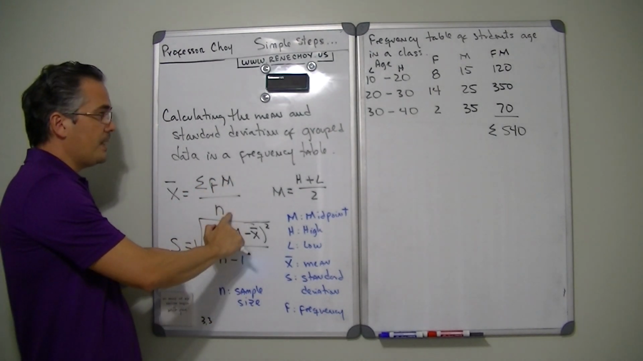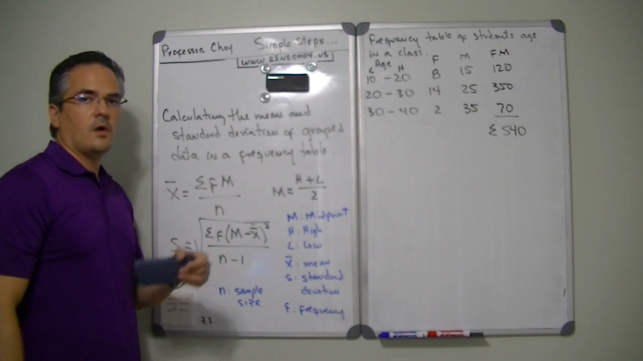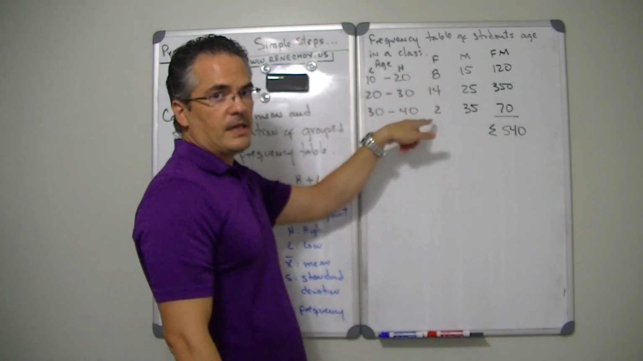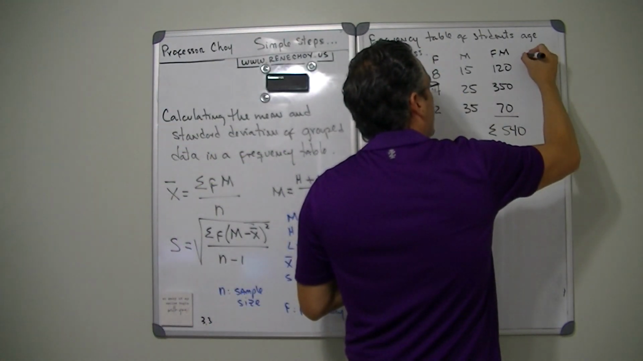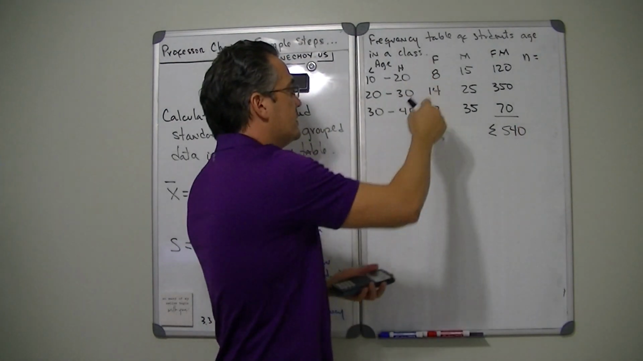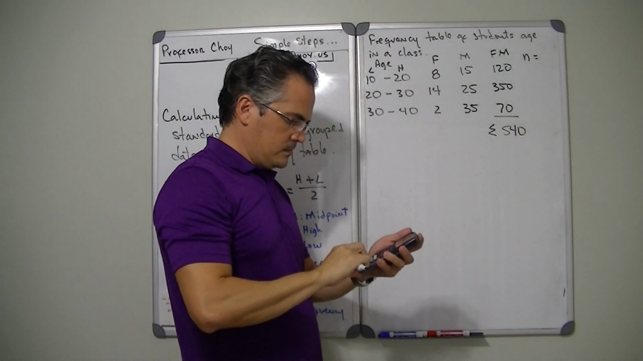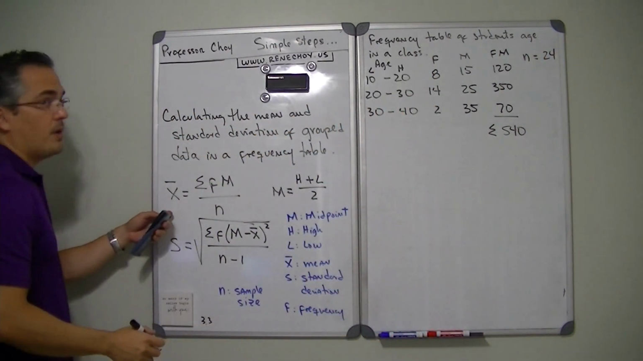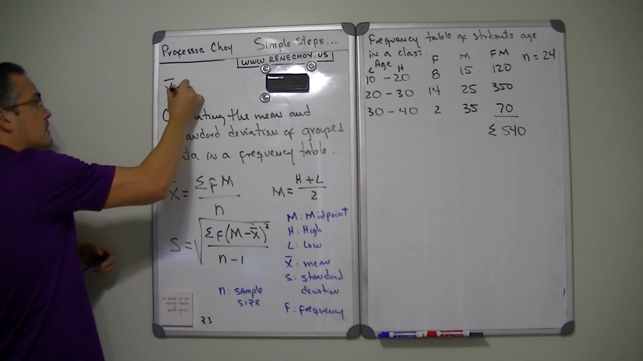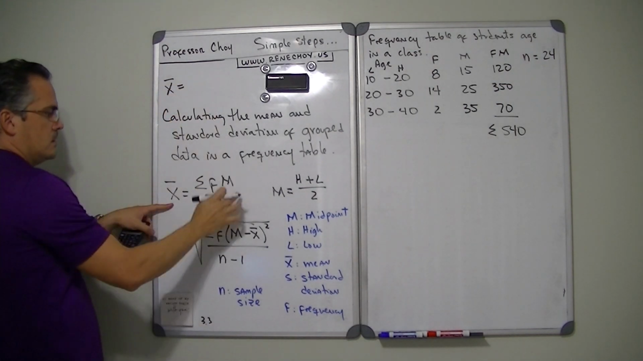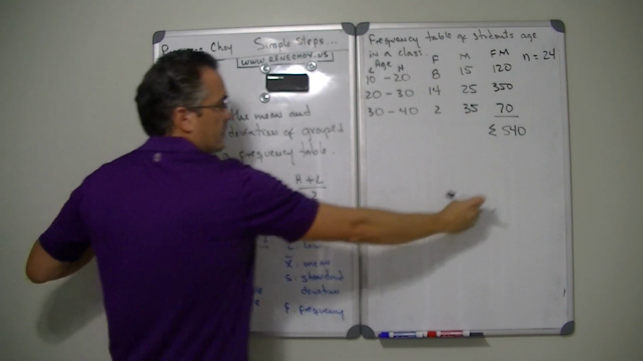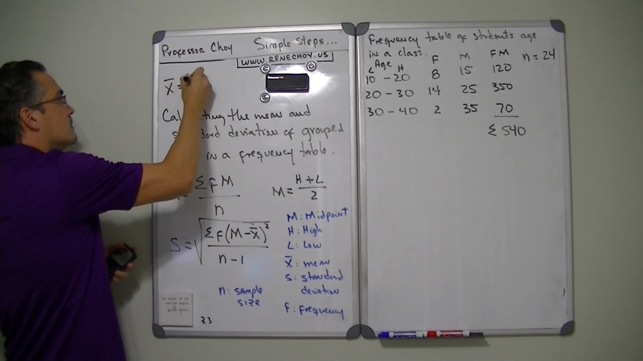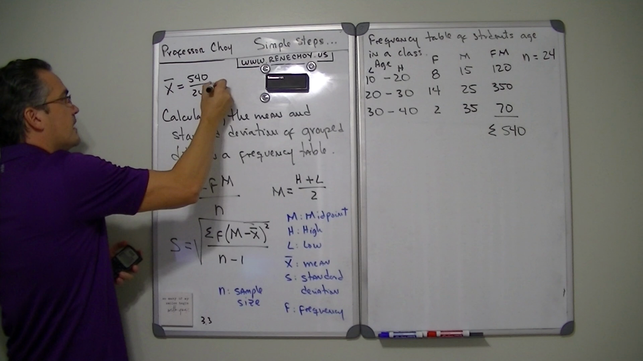And then the next step is to divide by n. Remember, n is the total number of people, or the sample size. In this case, the frequency represents the number of people. So the n for this group is 8 plus 14 plus 2, and that is 24. So in order to calculate my x bar, I now have to do this top part of the formula divided by 24. So it's 540 divided by 24.